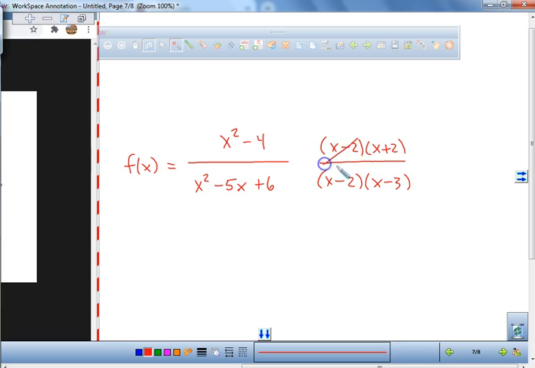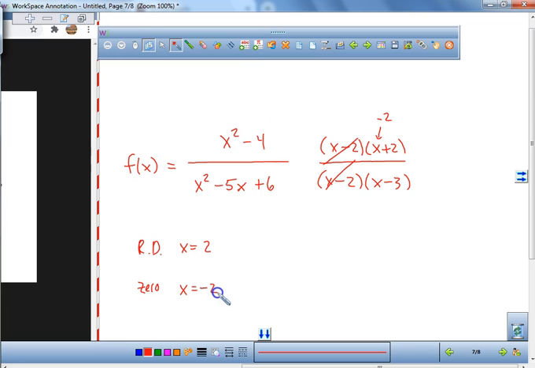One of them is dealing with what? Removable discontinuity. So we have removable discontinuity at x equals 2. All right? We have a zero. A zero is located where? What number would I plug in there to make it equal to 0? I'd have to plug in a negative 2. So we have a zero at x equals negative 2.